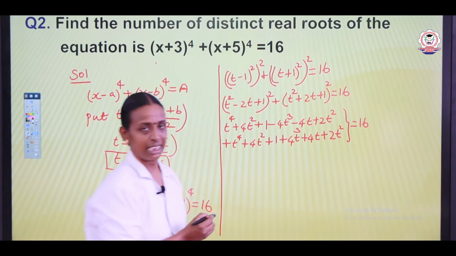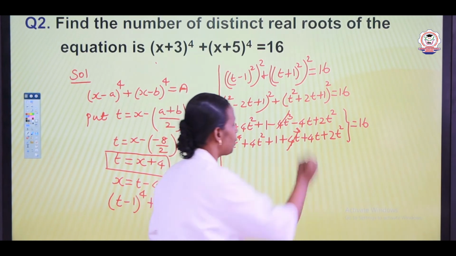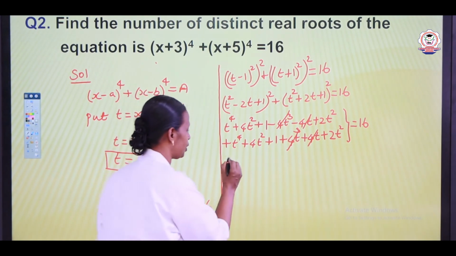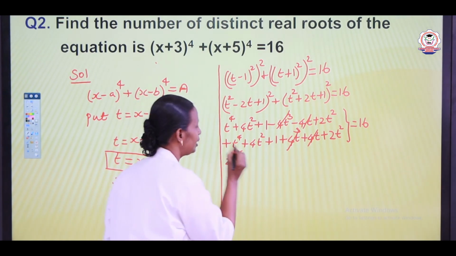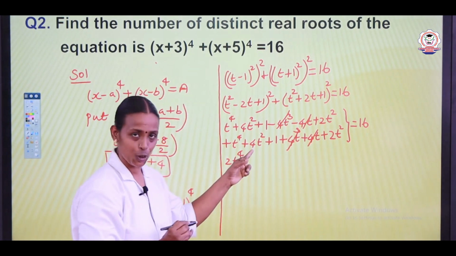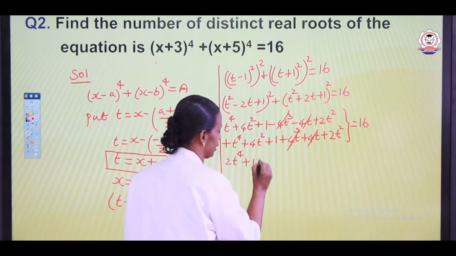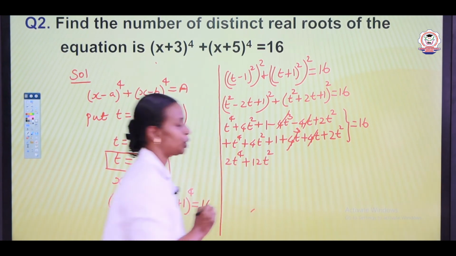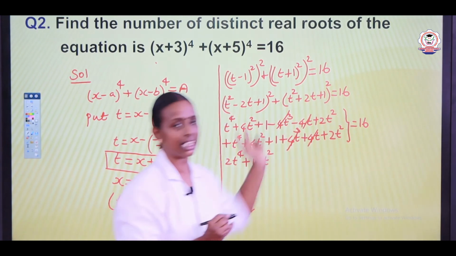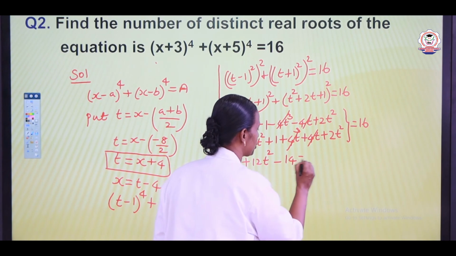Now, listen, here minus 4t cube, here plus 4t cube get cancelled. Minus 4t plus 4t get cancelled. Then t power 4 plus t power 4, that is 2t power 4. Then here plus 4t square plus 2t square, 6t square. Here also plus 4t square plus 2t square. So totally 12t square. Then this is plus 1 plus 1, plus 2. This 16 will come here, means plus 2 minus 16. So minus 14 equal to 0.